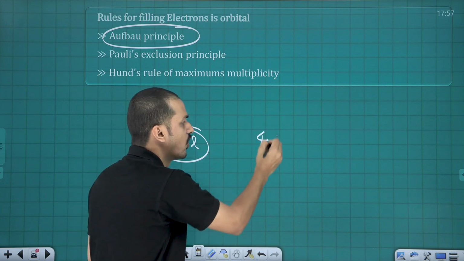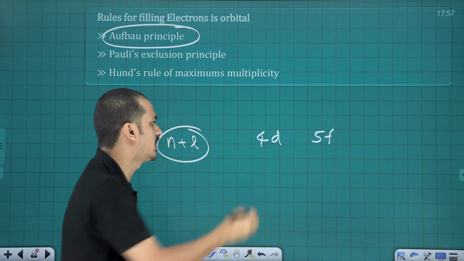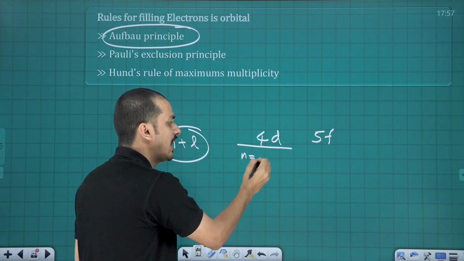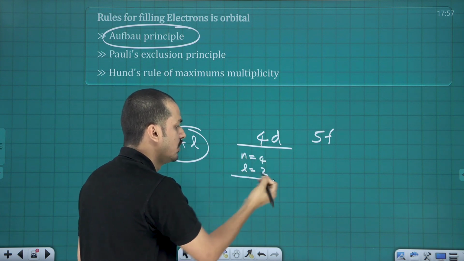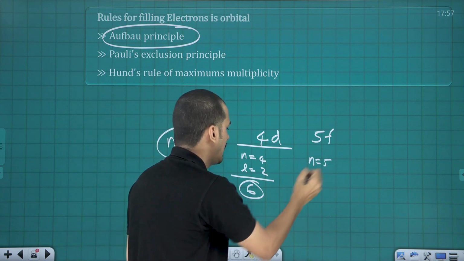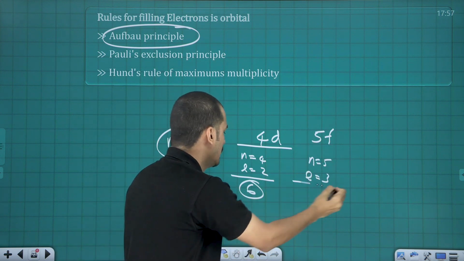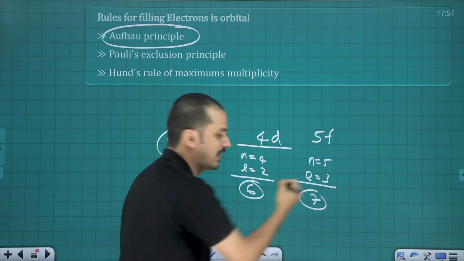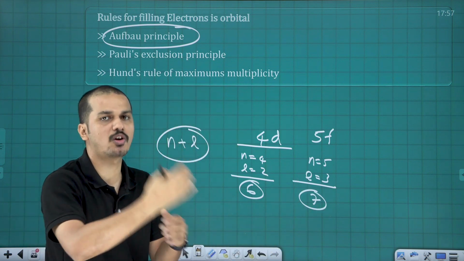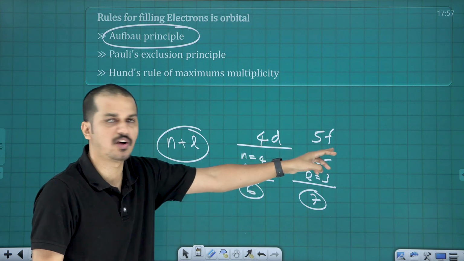For example, 4D and 5F are there. Which one is going to fill first? How can we find out? It's the N plus L value. For 4D, N value is 4, L value is 2, N plus L is 6. For 5F, N value is 5, L value is 3. So the total N plus L value is 8... sorry, 7? In the increasing order of N plus L value they will fill, so 4D will fill first, then 5F will fill.